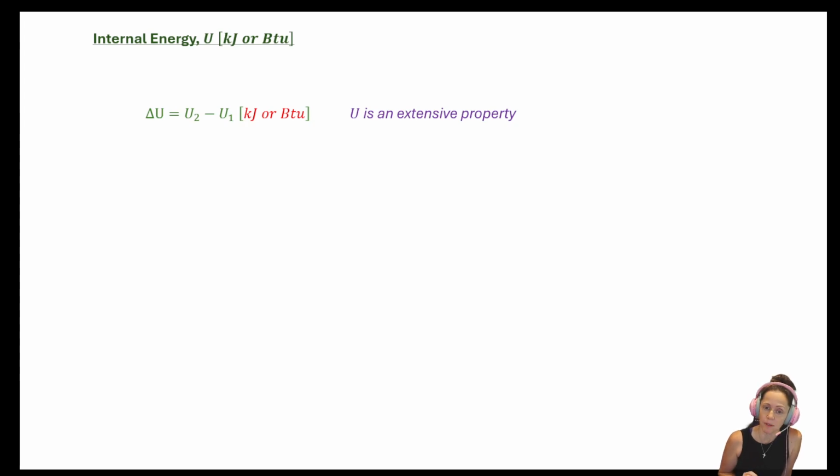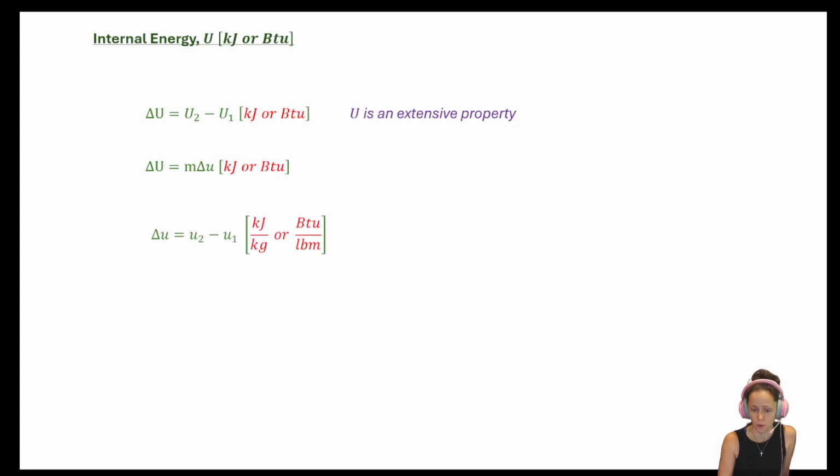Now, this is an extensive property. So if it's a capital letter U, it's an extensive property. It is dependent on the size or the mass of the system. If we wanted to make it an intensive property, we would use lowercase u. So lowercase u is kilojoules per kilogram. It's capital letter U divided by the mass.